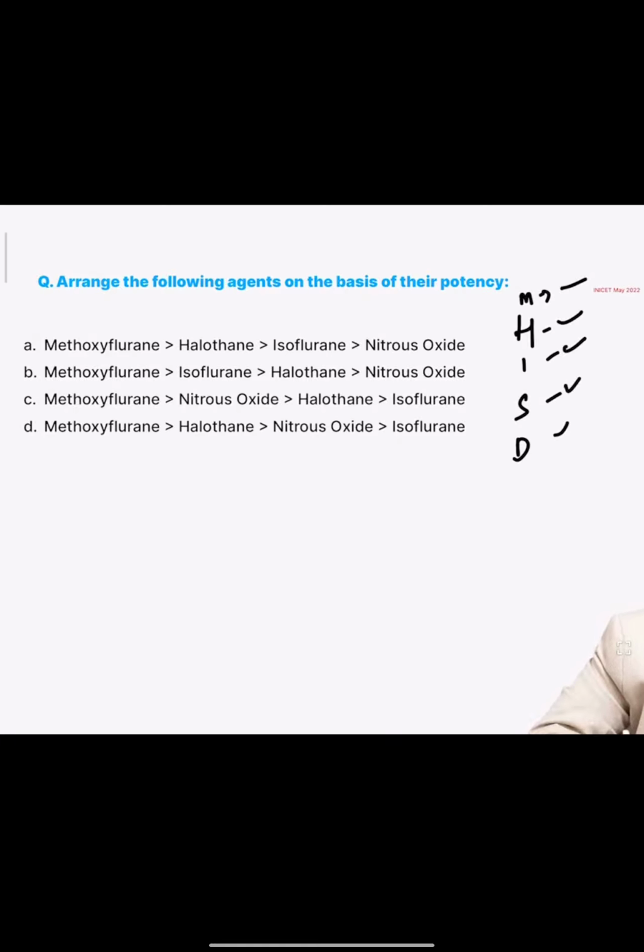Now we'll see. Methoxy, halo, iso, nitrous. Methoxy, iso, halo, this cannot be. Methoxyflurane, nitrous, no, this cannot be. Methoxyflurane, halothane, nitrous, and isoflurane, this cannot be. So the closest is M, H, I. Sevo is not there, Des is not there, and last would be nitrous only. So this is the right answer.